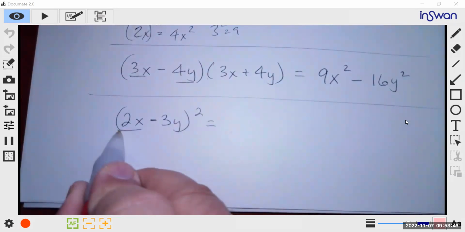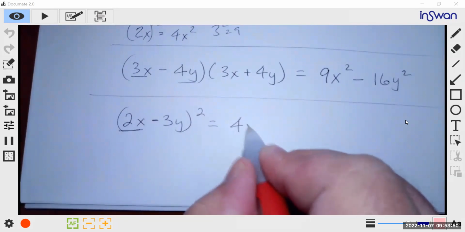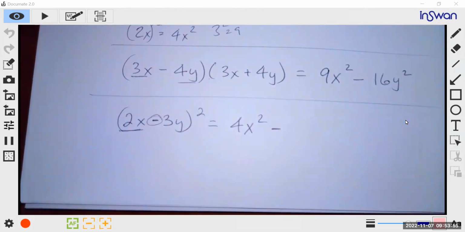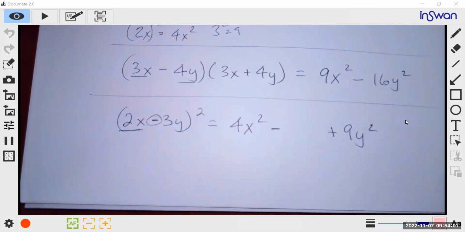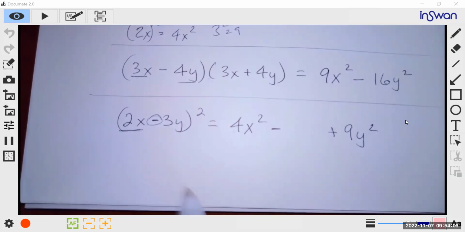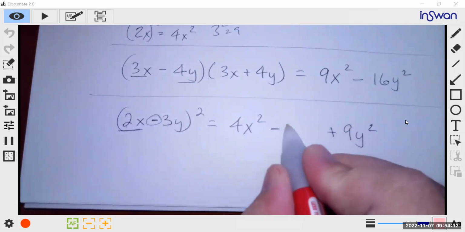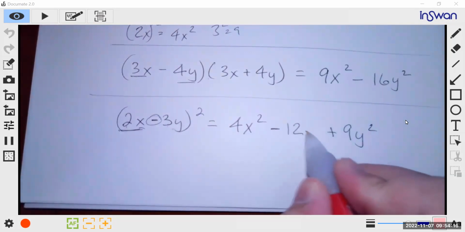What's the square of the first term? 4x squared. The sign's a minus. And the second one's going to be 9y squared, because you have to square the 3y. 3y times 3y is 9y squared. 2 times 3 is 6, times 2 is 12, x times y.